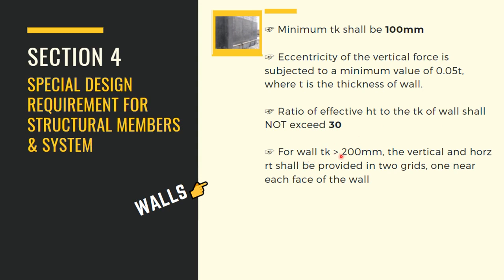For wall thickness greater than 200 mm, the vertical and the horizontal reinforcement shall be provided in 2 grids, one near each face of the wall. So this is all about the criteria for concrete walls as a special design requirement of structural members and systems. And we shall see more about the footings.